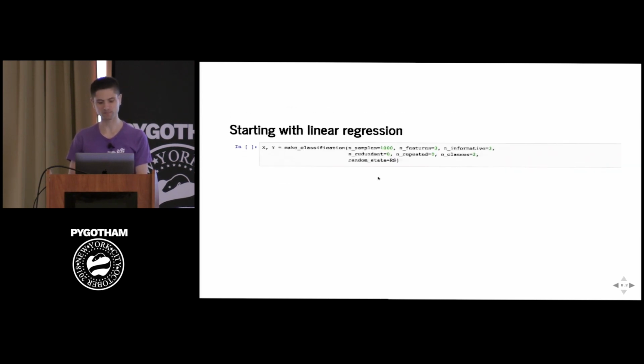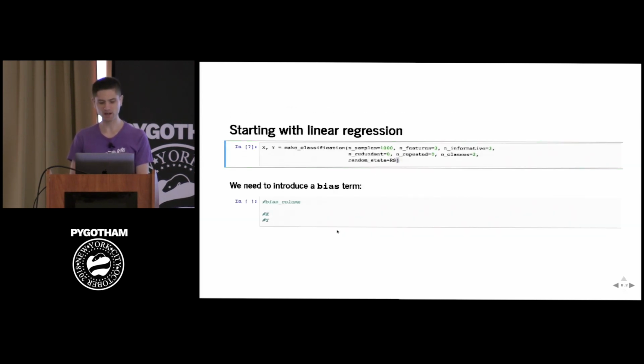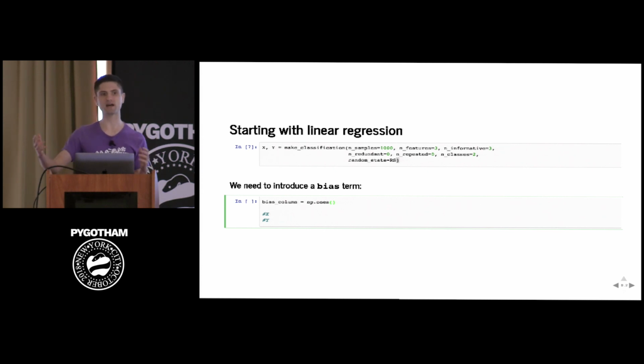So starting with linear regression, just a little initialization here. The very first thing I'm going to do is introduce a bias term. I don't want to dwell too much on this, but this is akin to, going all the way back to algebra, y equals mx plus b. B is the bias. It's just a term that shifts a line, shifts a function away from the center. So here we're just going to use some ones.